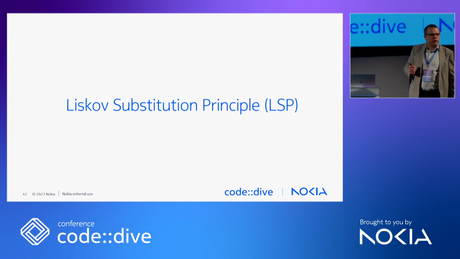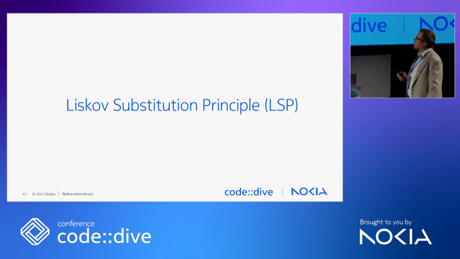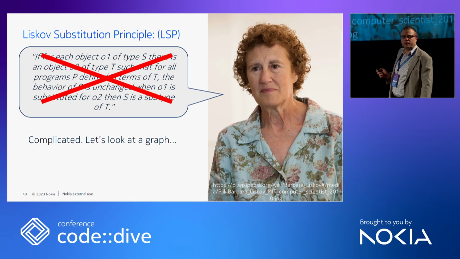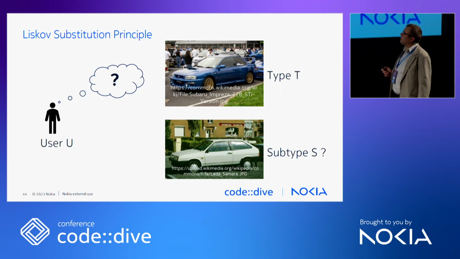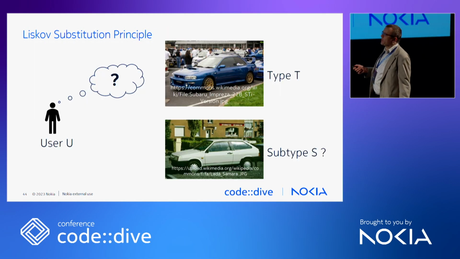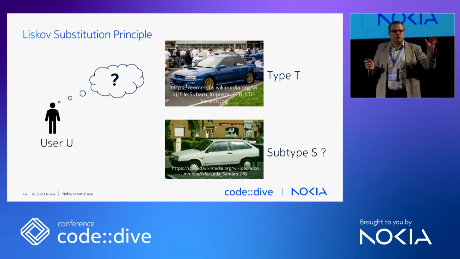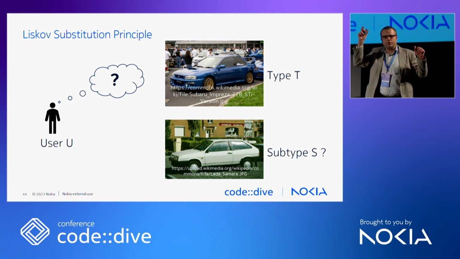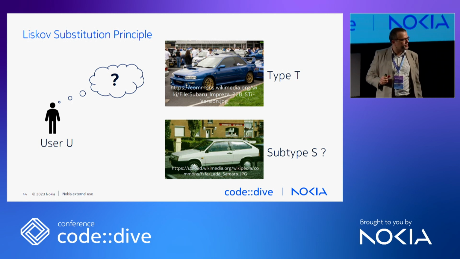It may be a bit tricky to understand for people who are new to this. That's why I'm not going to read what Barbara says here. It's a bit complicated. Instead, I will show you my own example. There is a user U, and this user U uses type T. Subtype S is the subtype of T if this user cannot tell the difference.